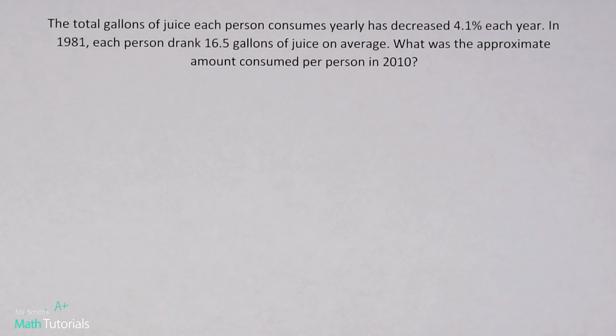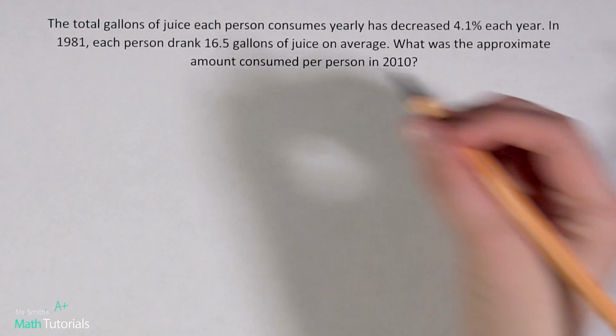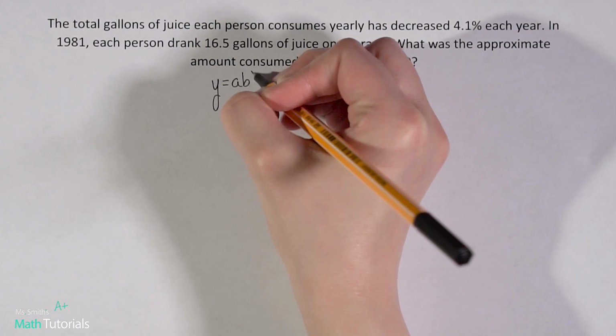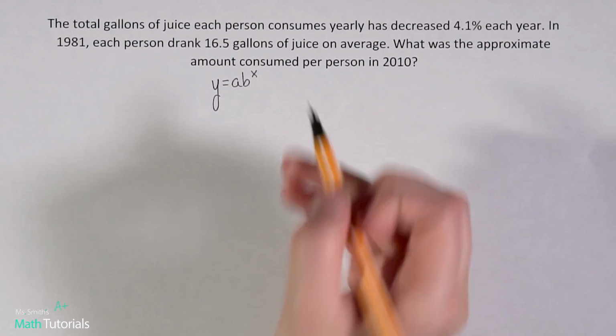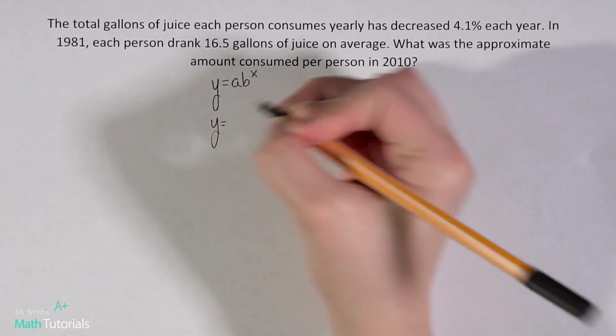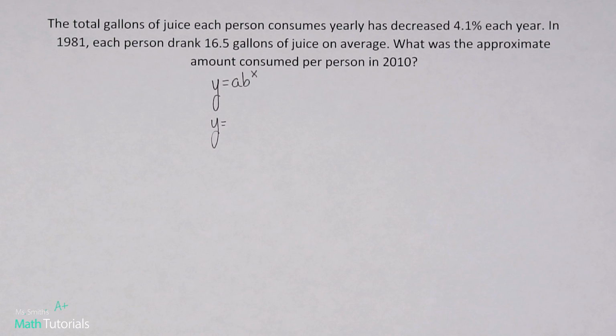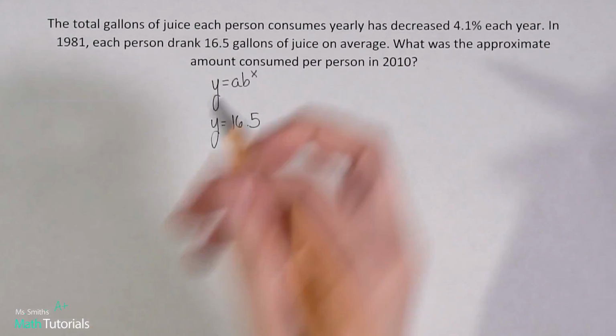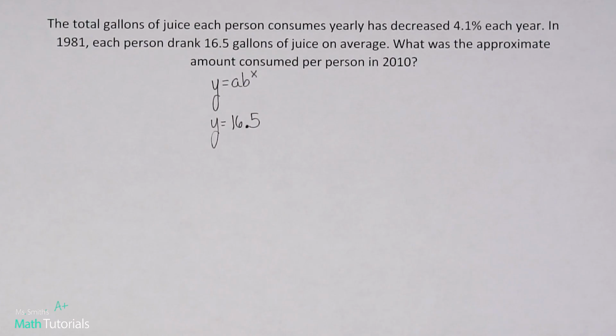Okay, so we're definitely talking about an exponential problem. So I'm going to use my exponential equation. Y equals A times B to the power of X. And I just need to fill in each of those parts. So what is A? A is my starting point. So we're going to go in 1981. What was the starting amount? So it was 16.5.